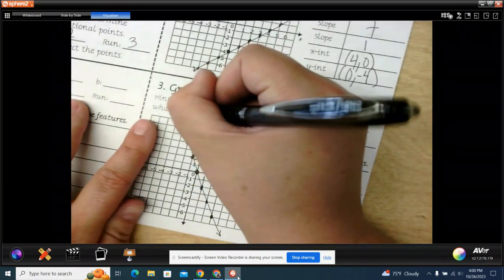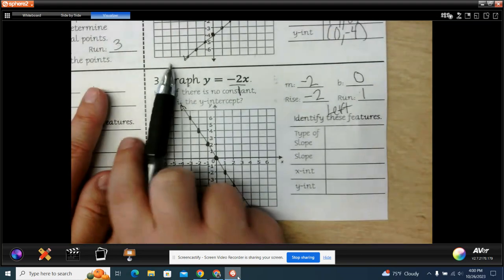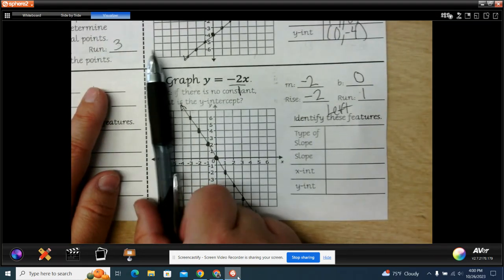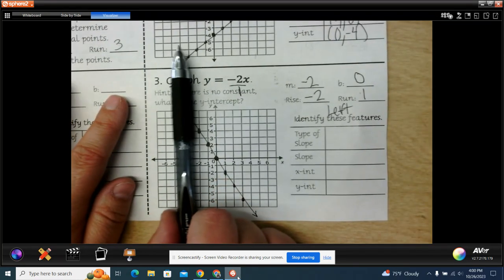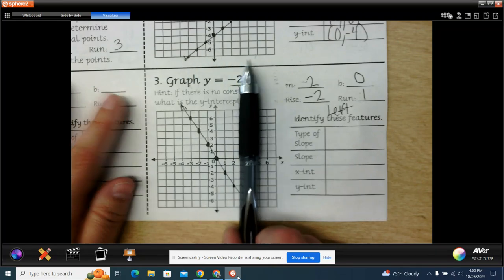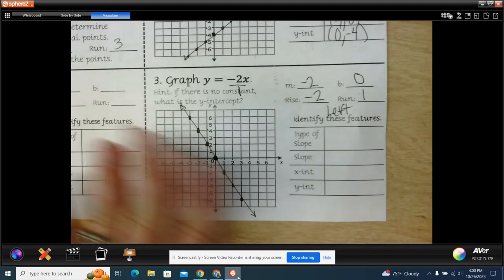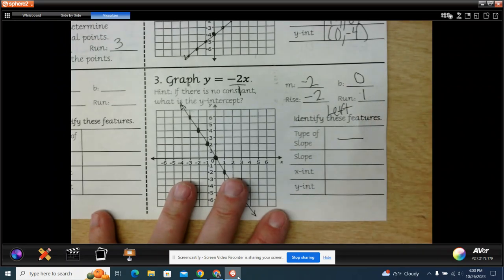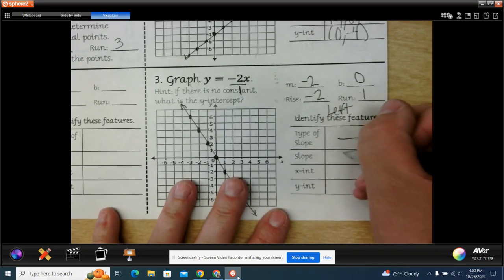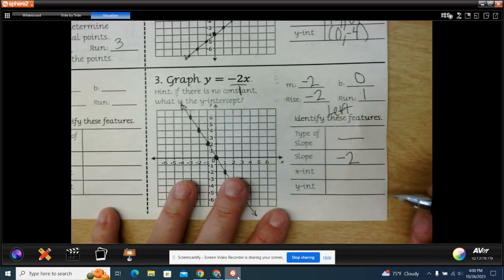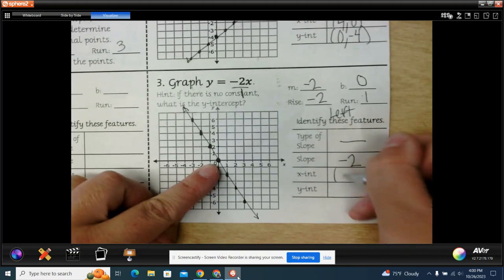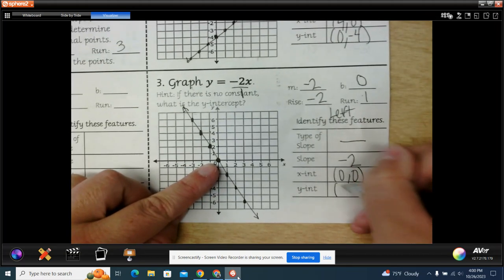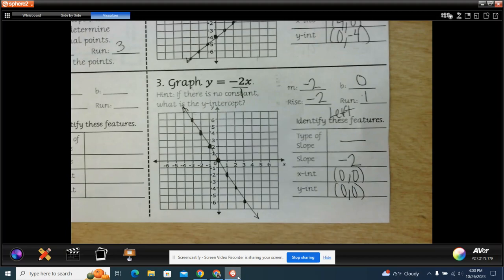So when our graphs are negative, it is going to go to the left. When I pull my pen across the page, we notice that the line is going down. That's how we know it's a negative slope. So we have type of slope is negative. Our slope was -2. Our x-intercept is at the origin, so 0, 0. And same for our y, it's at 0, 0.